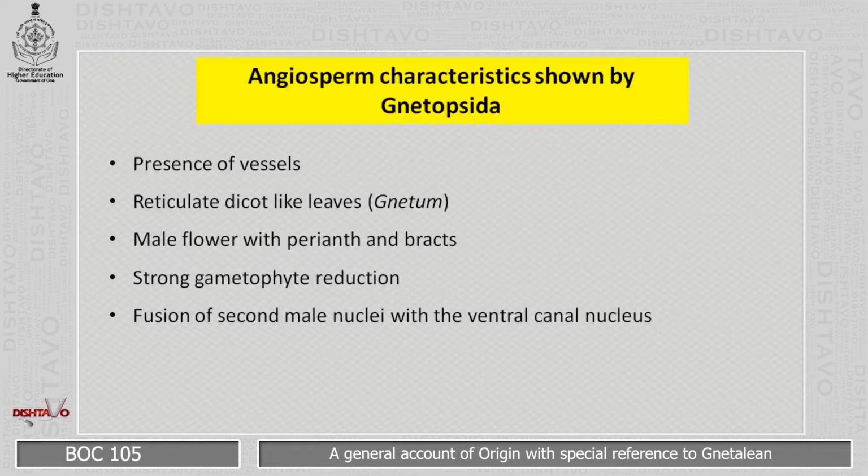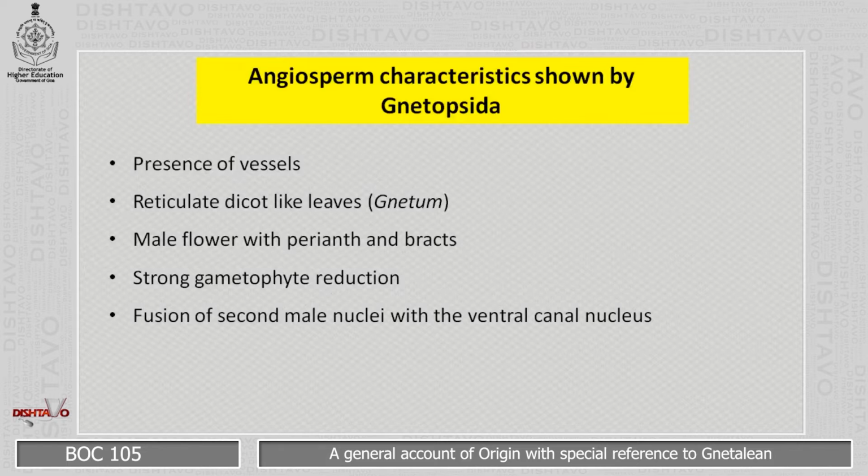The first is the presence of vessels. Now, vessels are considered as the characteristic features of angiosperms. Gnetopsida also shows the presence of vessels. The second is the presence of dicot-like leaves showing reticulate venation, as seen in the case of Gnetum. Then we have the male flowers that show the presence of the perianth and the bracts. Then there is a strong gametophytic reduction, as is seen in the case of angiosperms.